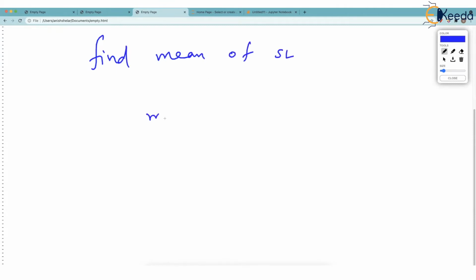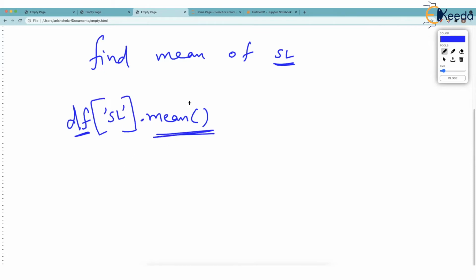So there is a function called mean, and you can invoke it on a column of a data frame. But listen, again the same thing. df. What do you want? From this data frame, you want the mean of SL. So you give square brackets, give the name of the column, SL in quotes, and then dot mean. So you are finding the mean of the SL column which belongs to df.